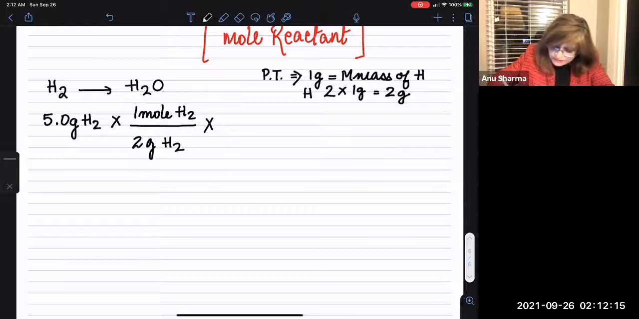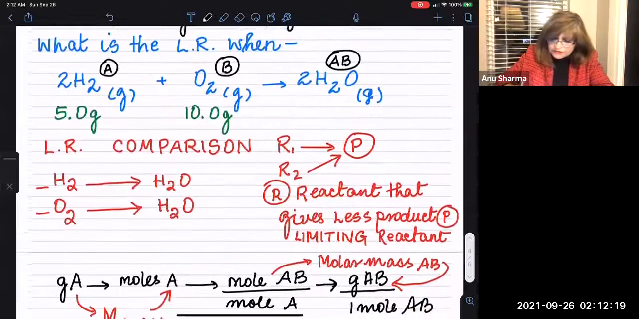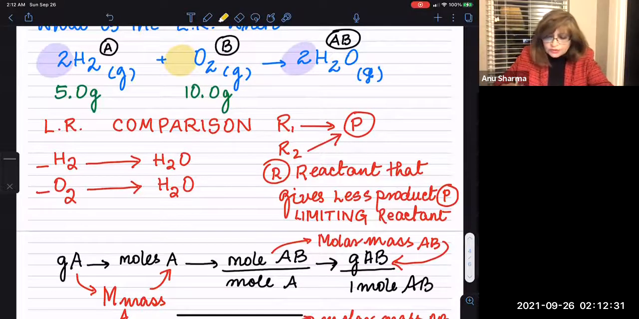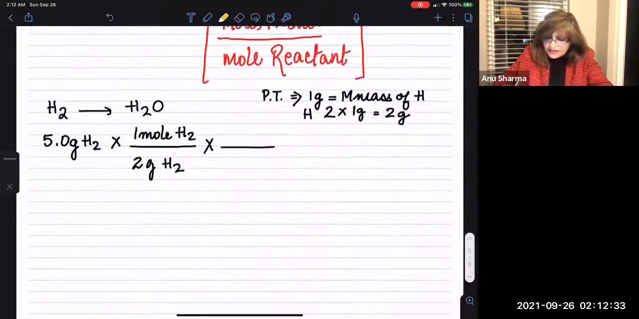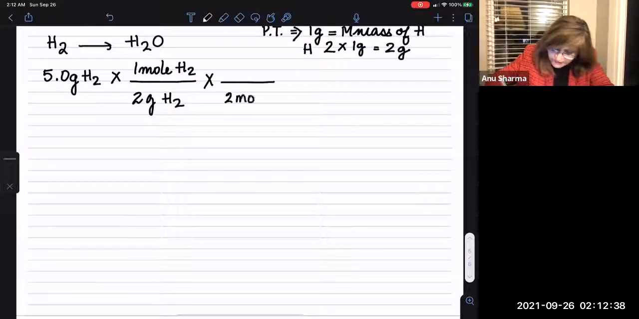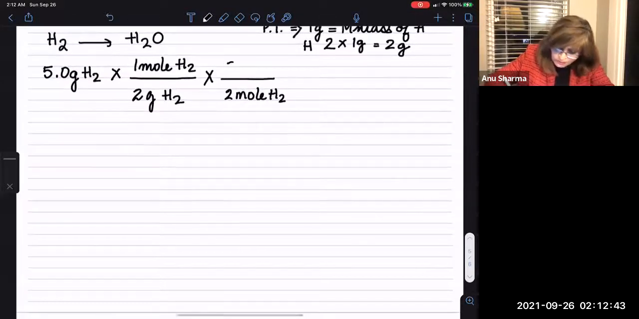Times, now comes the mole to mole ratio. We see from this reaction, and it's always important to check that reactions are balanced, 2 moles of hydrogen are producing 2 moles of water. And here we only have 1 mole of oxygen producing 2 moles of water. So it's 2 to 2. So 2 moles of hydrogen from the balanced equation gives you 2 moles of water.